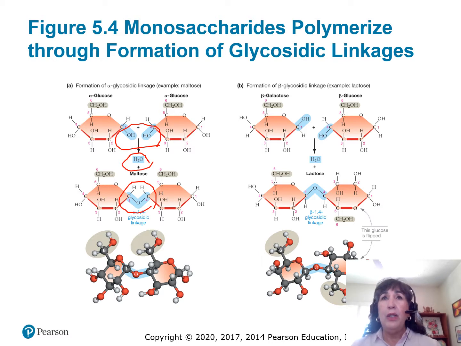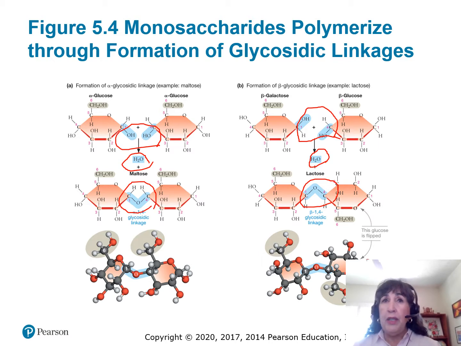Okay, now let's take a look at the right-hand side. Here we have a beta glycosidic linkage. So what's the difference between the two? Here we have beta galactose and beta glucose. Notice we do have 2 hydroxyl groups like before, but one is above the carbon plane and one is below. Through a condensation reaction, water is released, but when the glycosidic linkage is formed, notice that the oxygen is above the carbon planes. So this is called a beta 1,4 glycosidic linkage.